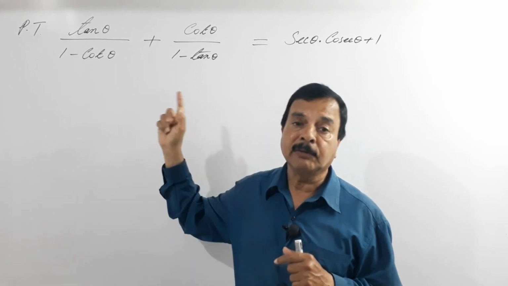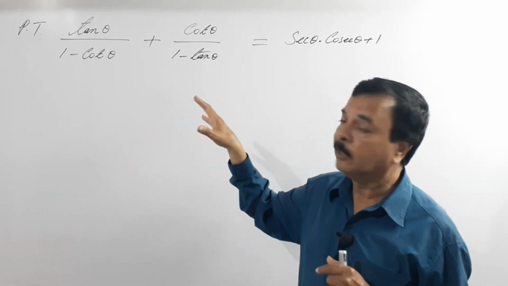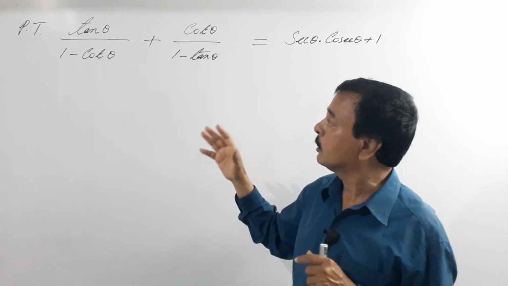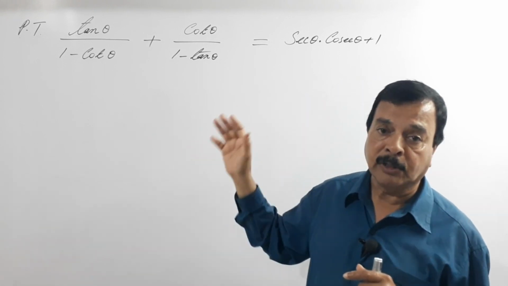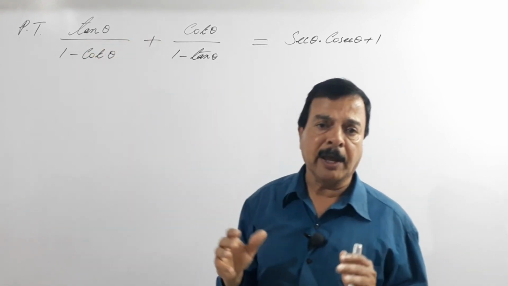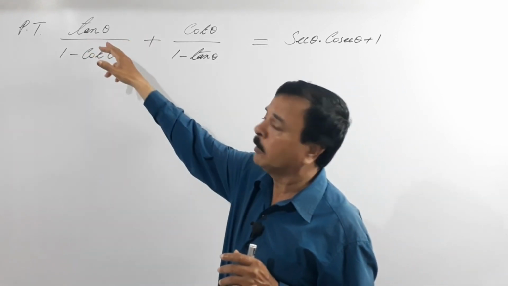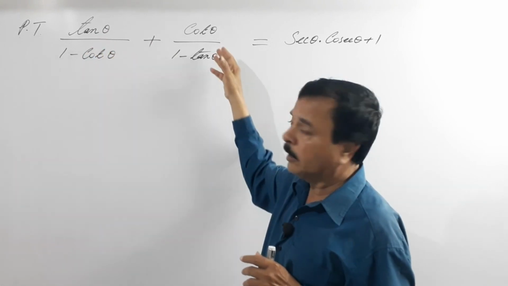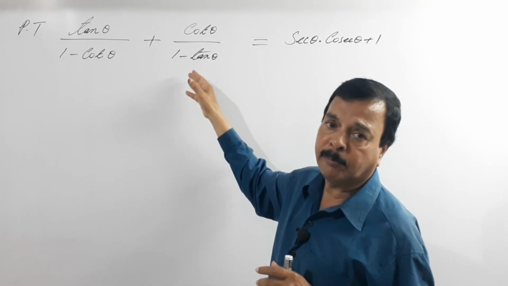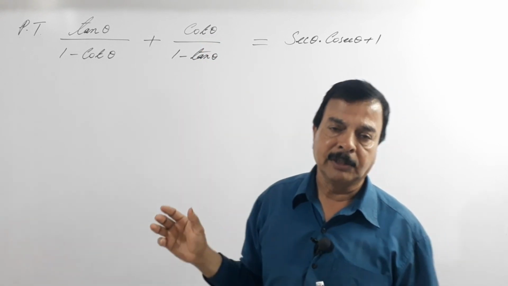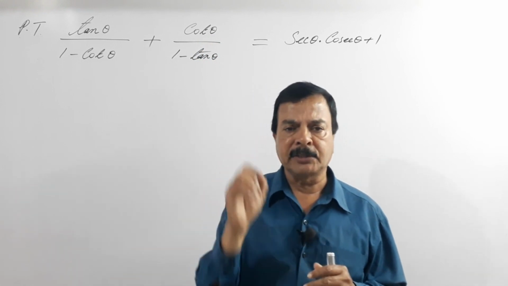So I'll start with a problem. It is an important problem for the examination point of view, because if you are asked to solve this, most of the students I have seen will try to convert tan theta as sine by cos and cot theta as cos by sine, and then 1 minus sine by cos theta, and they make a mockery out of it. Finally they waste their time.